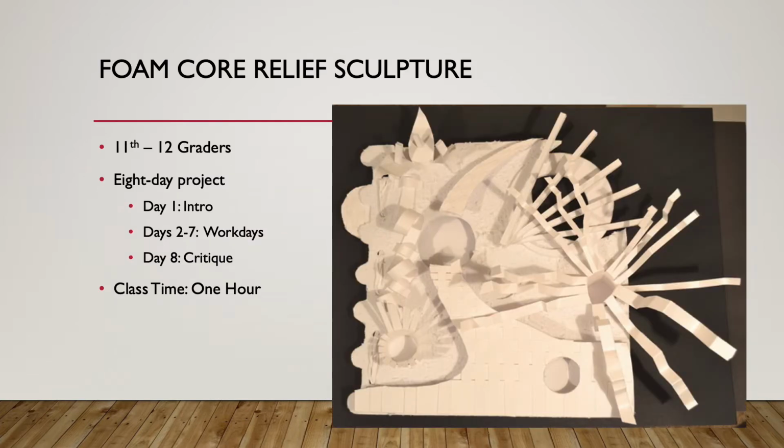For my lesson plan, I wanted my 11th and 12th graders to construct a non-representational sculpture made from foam core and Bristol board. This is an 8-day lesson, based on the time frame of a 1 hour class. The first day is an intro and have the students experiment with the mediums that they will be using if the time allows. Day 2 through 7 are work days.